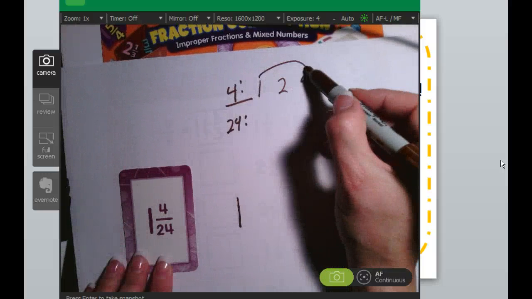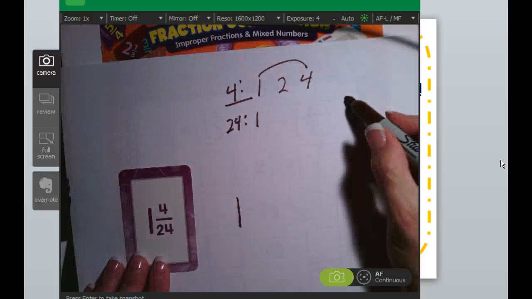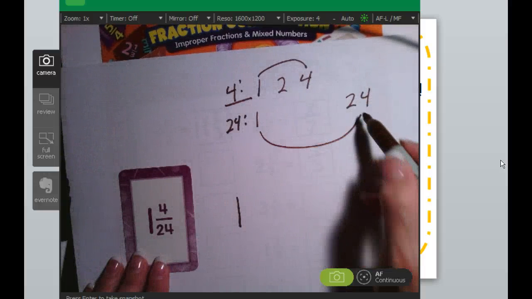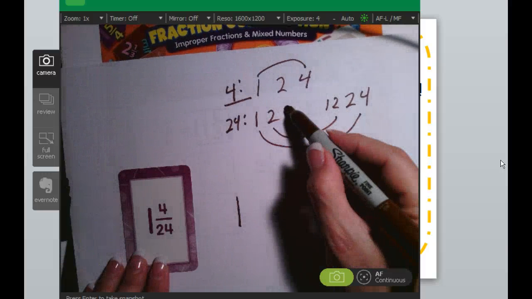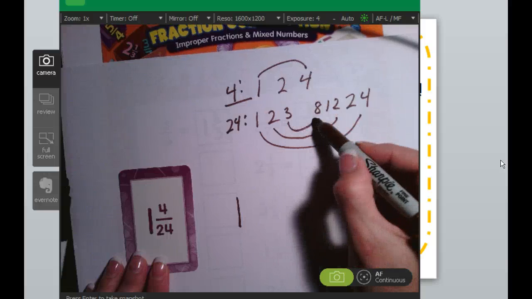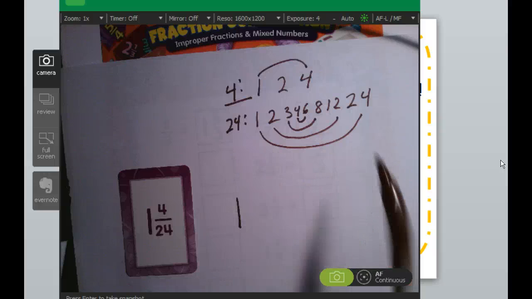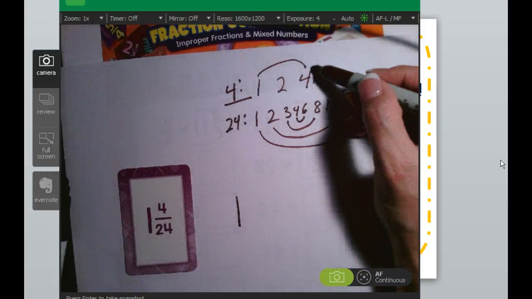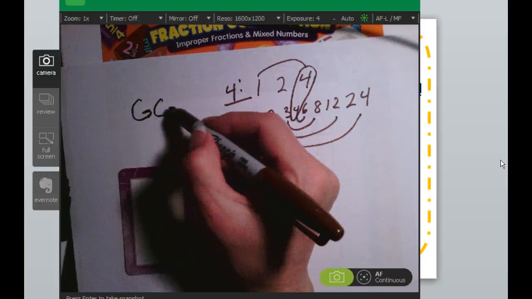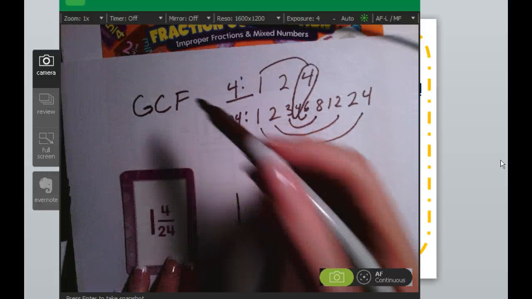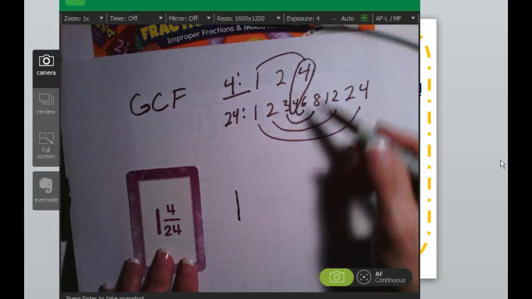I know that 1 times 4 is 4 and 2 times 2, so I just need to write it one time because 2 is a factor of 4. Then 24, remember it had lots. 1 times 24 is 24, 2 times 12 is 24, 3 times 8 is 24, and 4 times 6 is 24. All of those are factors of 24. When I look at common factors, the greatest common factor, I'm going to divide by 4.